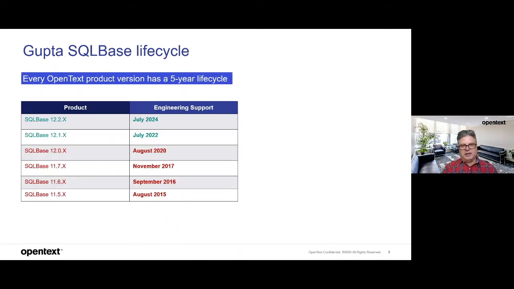But when you look at the product lifecycle for SQLBase, then you see that SQLBase 12.0 actually is out of engineering support since this August, and you should be moving to a newer SQLBase version 12.2, which goes out of support in July 2024. And I mentioned that before, every OpenText product version has a 5-year lifecycle, and the lifecycle can also be viewed on OpenText My Support for every product version that we have published.